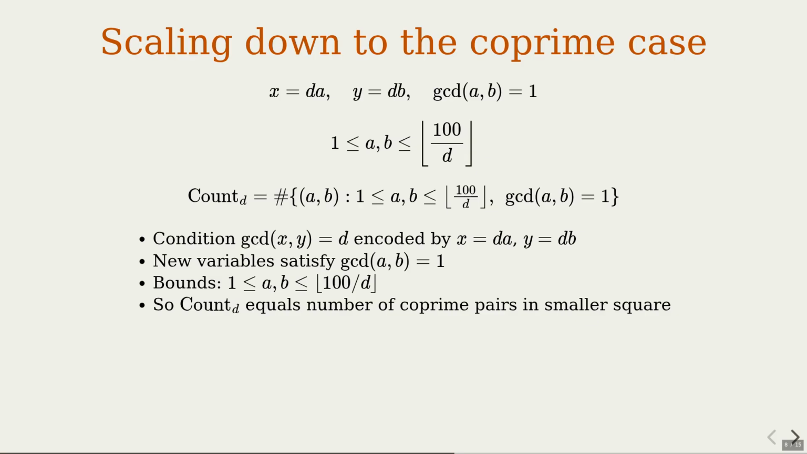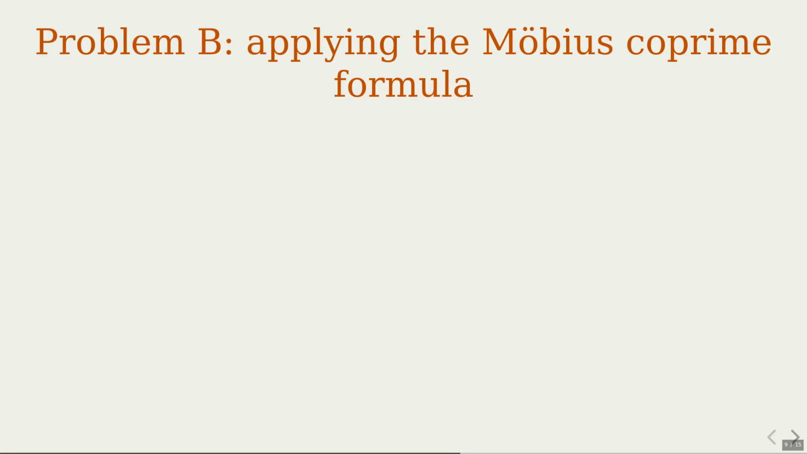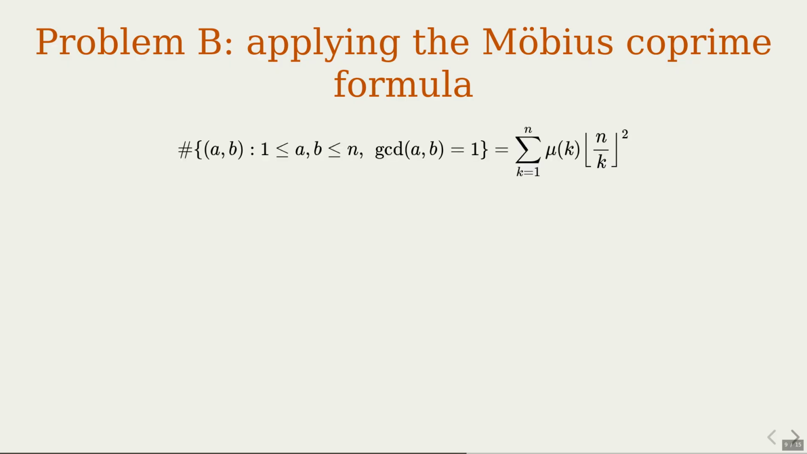Now we can plug in the standard Möbius formula for coprime pairs up to n and tailor it to our count d. Let us write down the general Möbius formula for coprime pairs and then specialize it to our situation. This is the one where we insert the detector on the greatest common divisor and then change the order of summation, right? In general, the number of coprime pairs up to n equals the sum over k of mu of k times the square of the floor of n divided by k. For our problem, we replace n by floor of 100 divided by d, which produces this formula for count d.